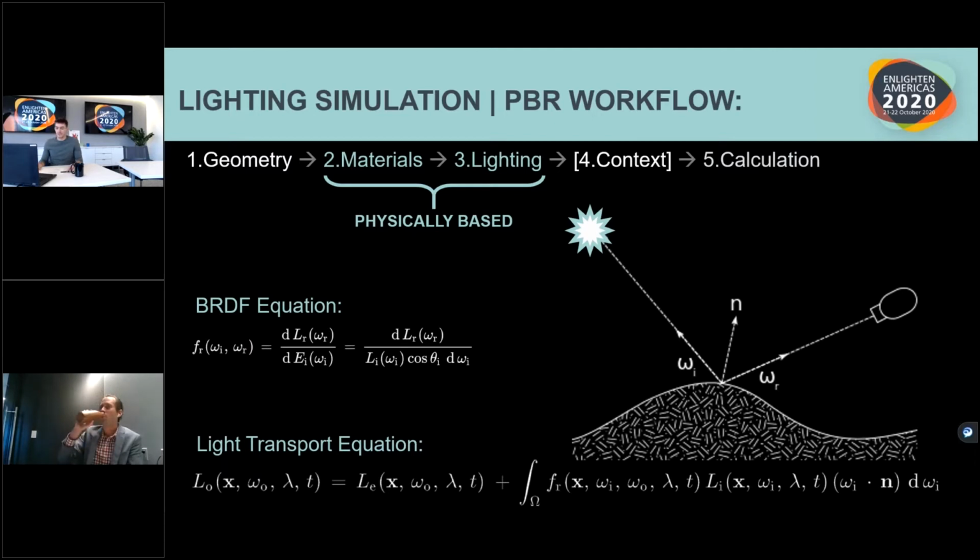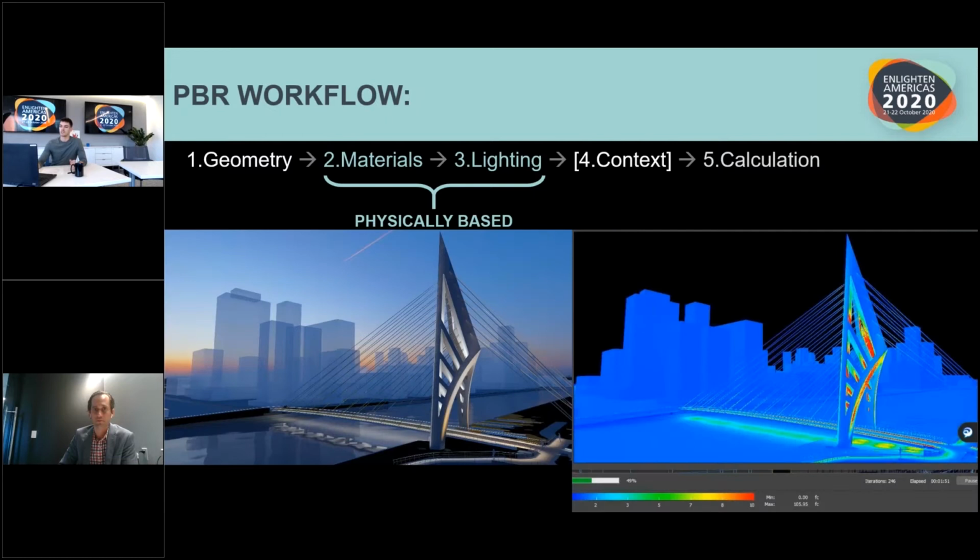Yeah, so Trevor's talking a lot about physically based rendering, but what exactly does that mean? We think there are 5 components that make up the physically based rendering workflow. These are the 5 steps on the screen there: geometry, materials, lighting, context, and calculation. What separates the physically based rendering engine from any other form of rendering engine is that the materials and the lighting behave realistically. I know we've touched on that, and you see here the BRDF equation and the light transport equation, and we'll dig into those a little bit more as this presentation goes.